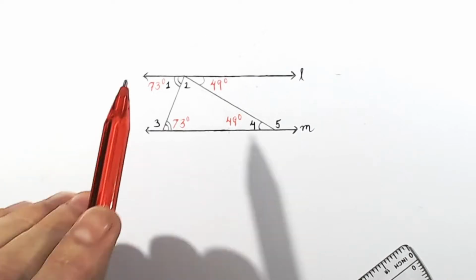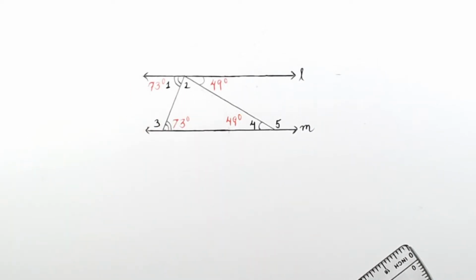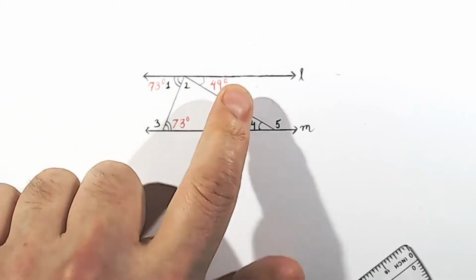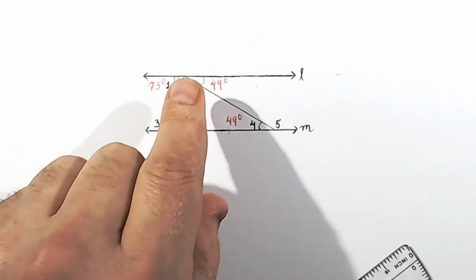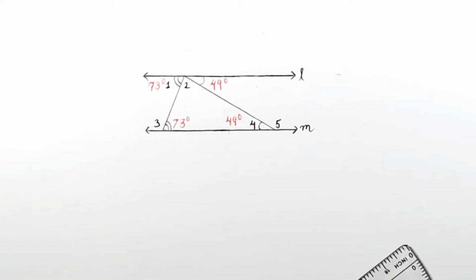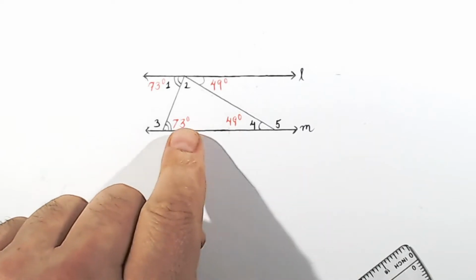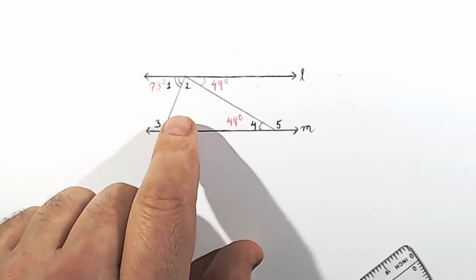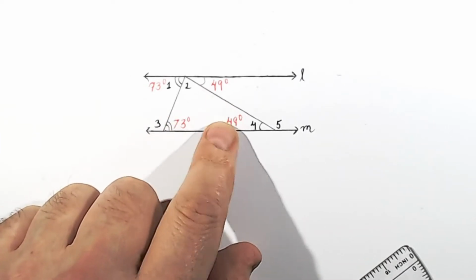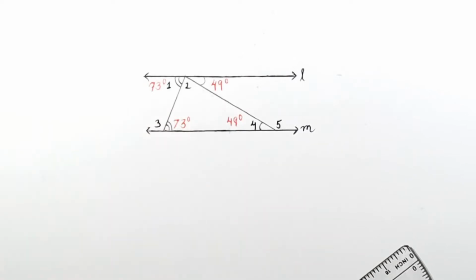Now, to solve for angle 2, we can do one of two things. We could notice that if I add 73 and 49 together and subtract from 180, I will get angle 2. Alternatively, we can use the triangle angle sum theorem and add the interior angles of the triangle that we have, 73 and 49, and subtract from 180, and we will get angle 2.